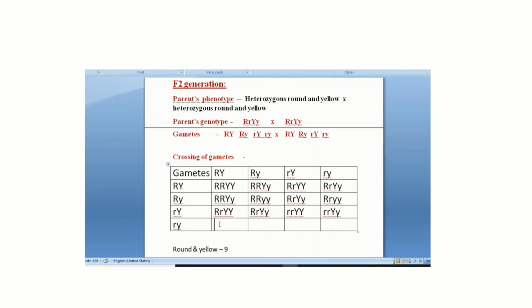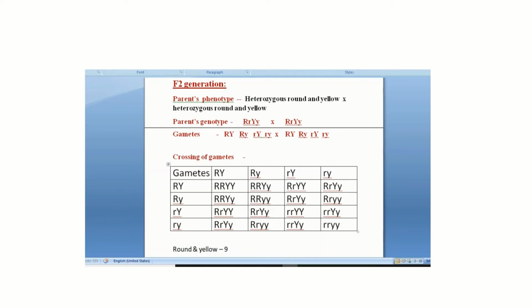Now come to this again. Fourth gamete. Now we are doing the line over there. So capital R, capital Y, small y. Similarly here, capital R, small y, small y. Here you see small r, capital Y, small y. Small r, small y, small y.